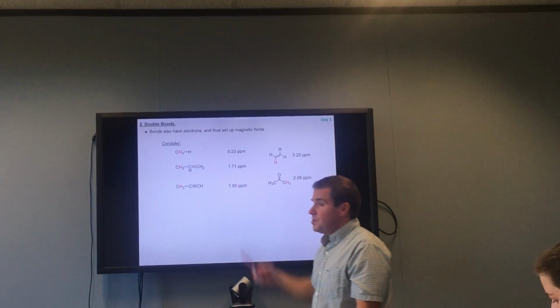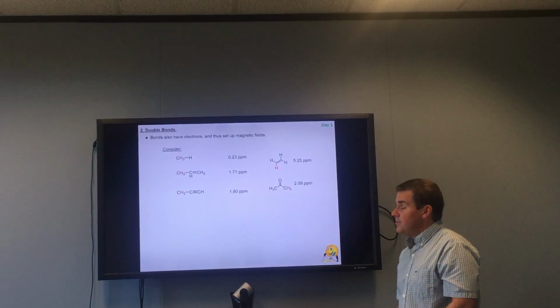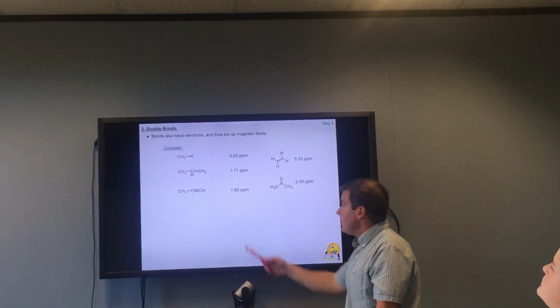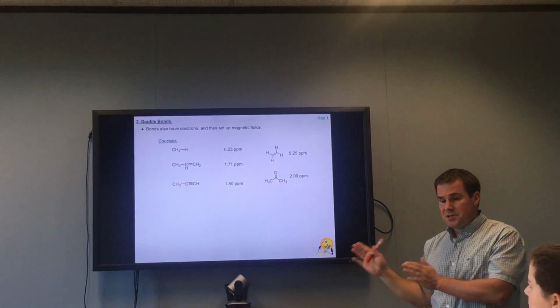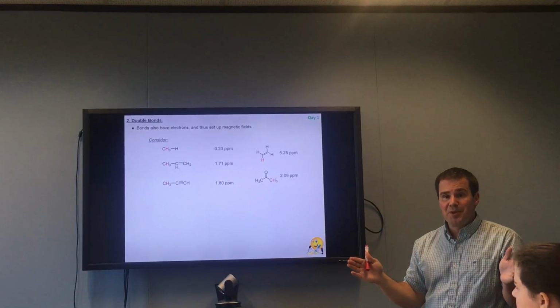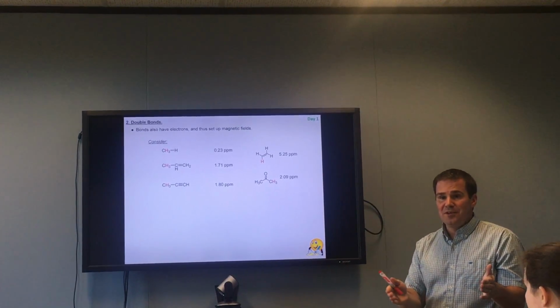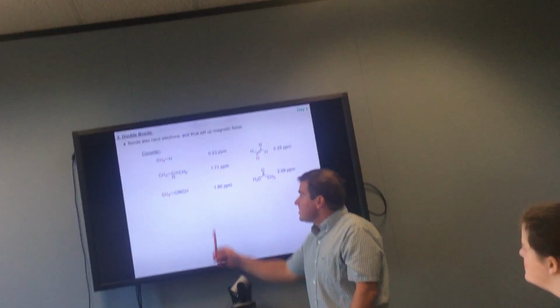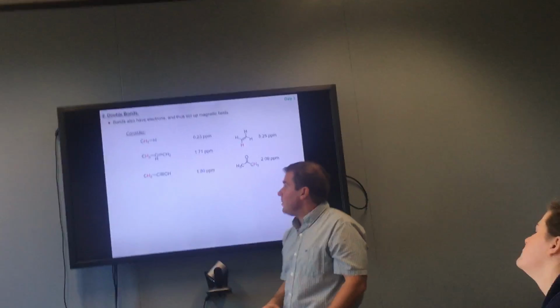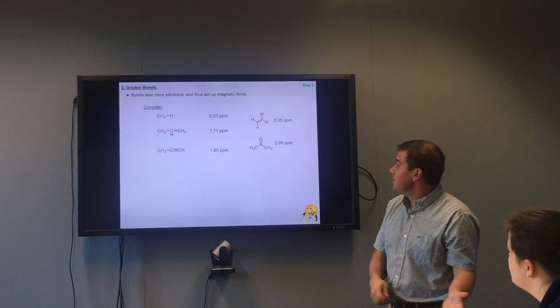Here's methane again, 0.23 parts per million. If we replace one of those protons with an alkene, we move pretty substantially downfield. Considering that the proton window is only 10 parts per million wide, we've moved downfield by about 1.5 parts per million. If instead of an alkene, we put an alkyne, we also move downfield.